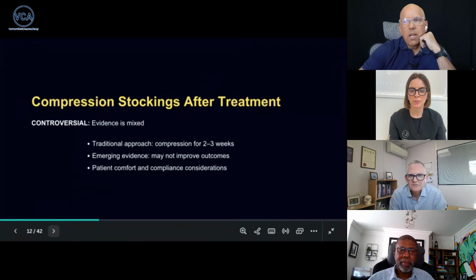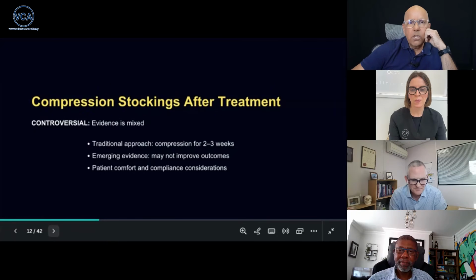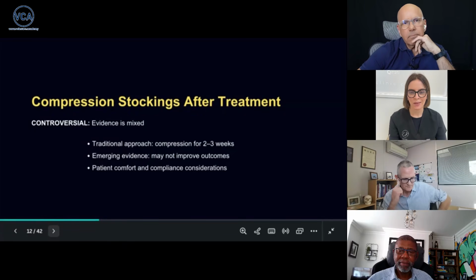Compression stockings after treatment. Emma, do you prescribe stockings after treatment for leg spider veins and reticular veins? No. I've seen more problems with them in terms of how people wear them and sliding down. I've actually seen staining after stockings where they've caused hyperpigmentation from the friction and the trauma. And then, of course, we've got to look at the evidence. My understanding is there's very little evidence, and I feel like they actually cause more problems. I agree with that. What about you, Zola?